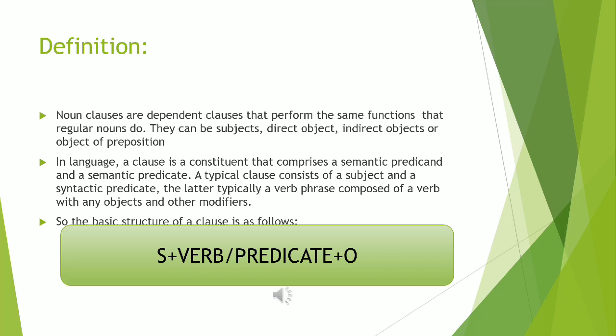In language, a clause is a constituent that comprises a semantic predicate and semantic predicate. A typical clause consists of a subject and a syntactic predicate. The latter is typically a verb phrase composed of a verb with any subject and object and other modifiers. So the basic structure of a clause is as follows: subject, verb or predicate, and object.